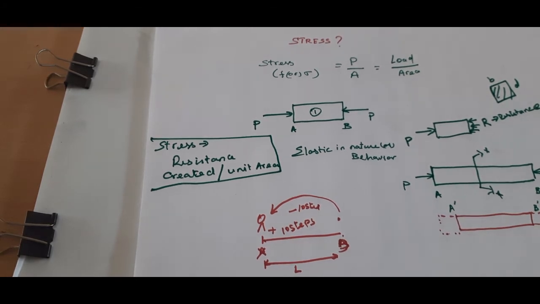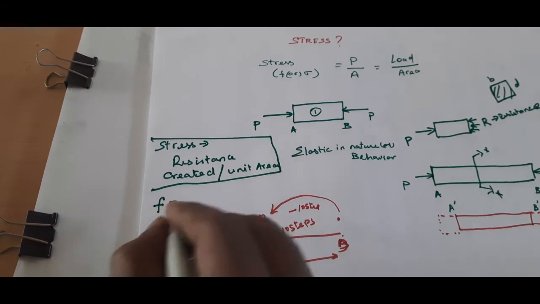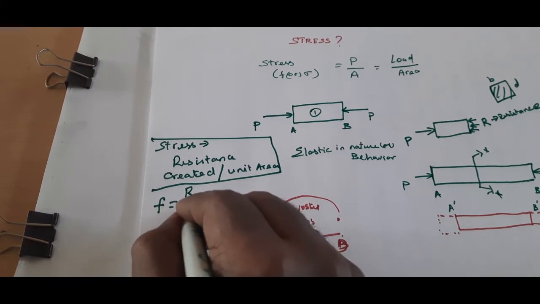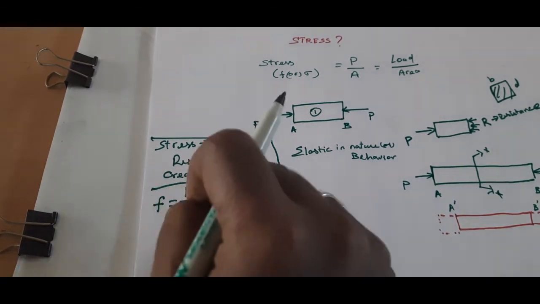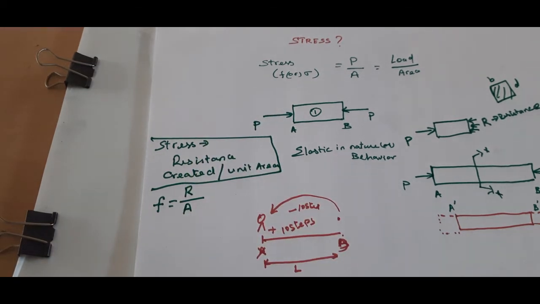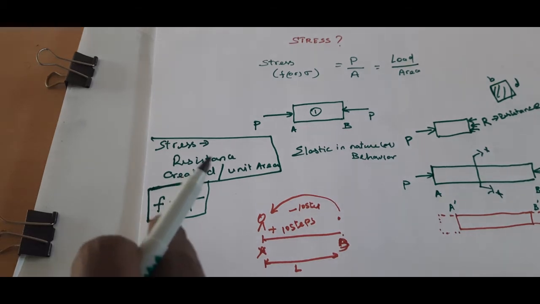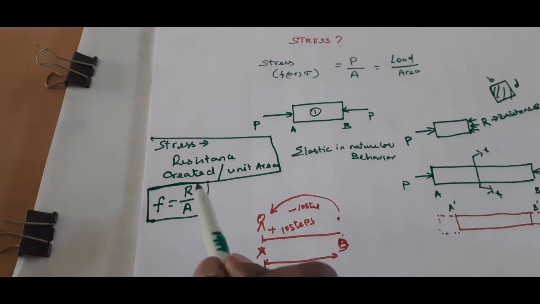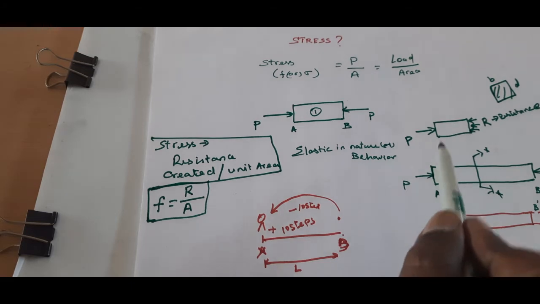Based on this definition, what is stress here? F, which is called stress, is equal to the resistance created divided by unit area, so R divided by A. Super. This is the exact definition or mathematical representation of stress. Now, R is an imaginary force which is inside and cannot be measured immediately.